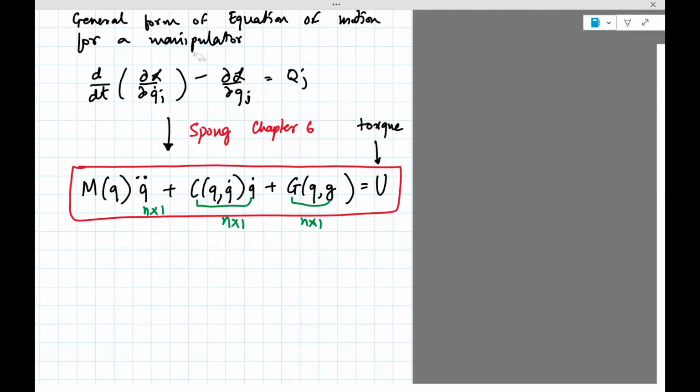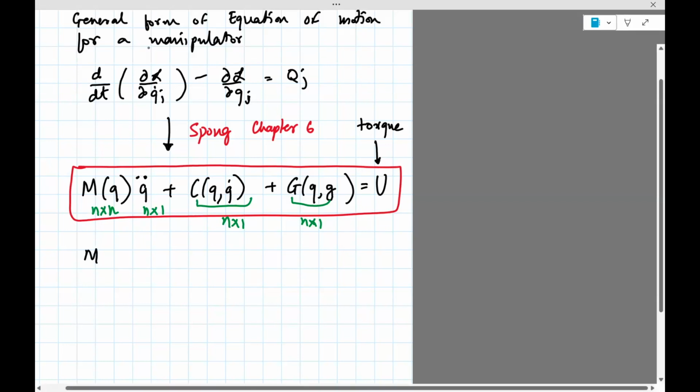Sometimes you can just write it as C(q) q dot. Actually, there's a q dot squared term there. If you have heard or seen of the Coriolis force, this is something which depends on velocity squared. That comes there. And then this mass matrix is n cross n.